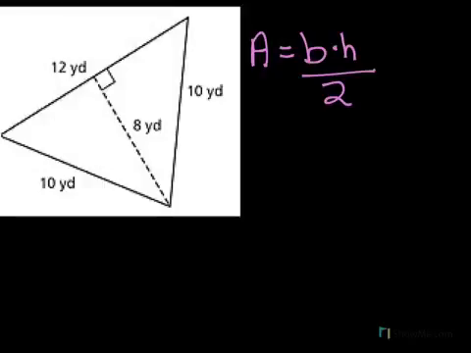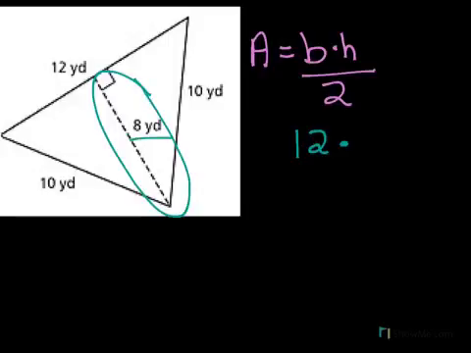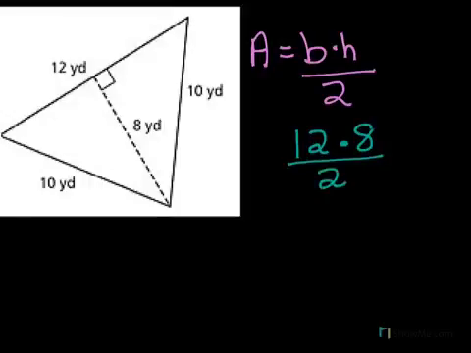So I'm looking for the flat part, which is my base, which is 12 yards. So 12 times, well, here's the height. My dotted line labeled 8 yards. 12 times 8 divided by 2 will give me my area.